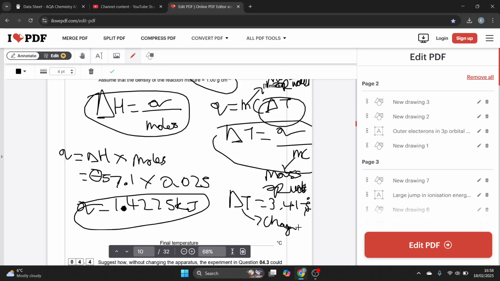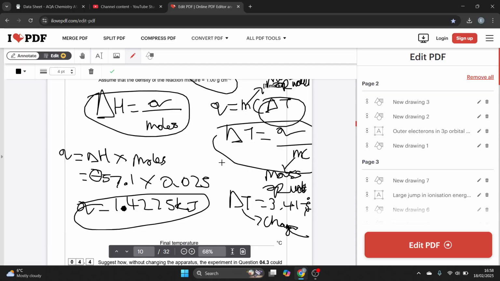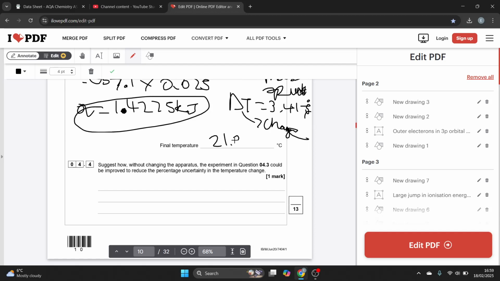And I know the initial temperature was 18.5. And I know the temperature increases because it's exothermic. So I'm going to do 18.5 plus my answer, and then I get 21.9 degrees C.